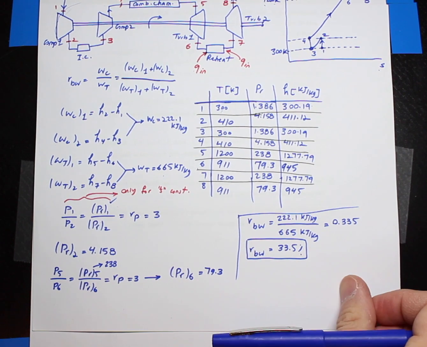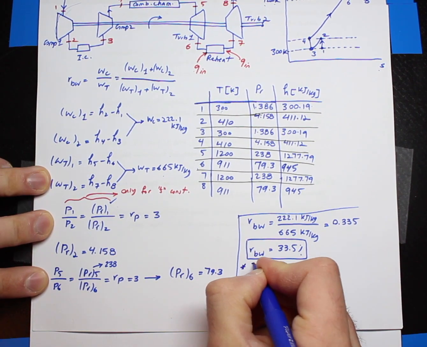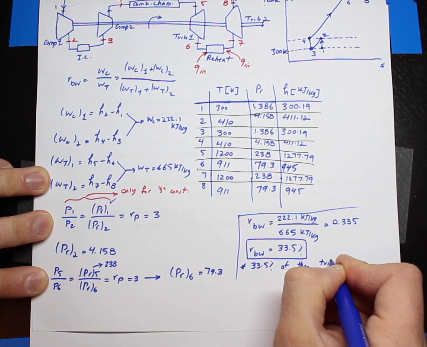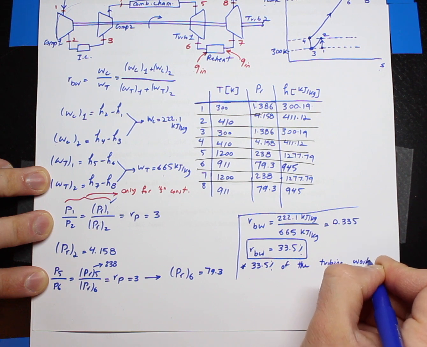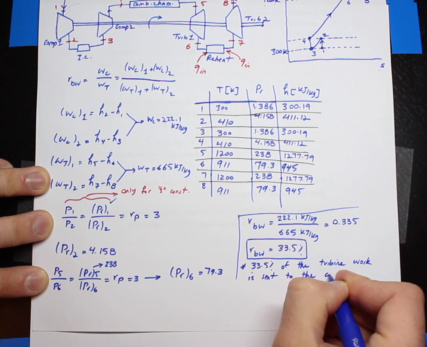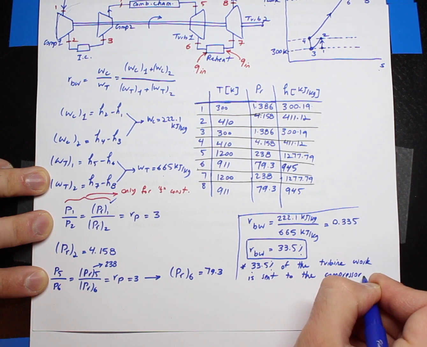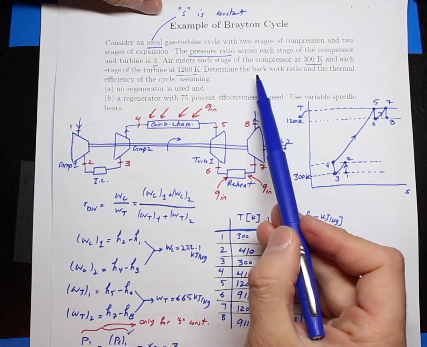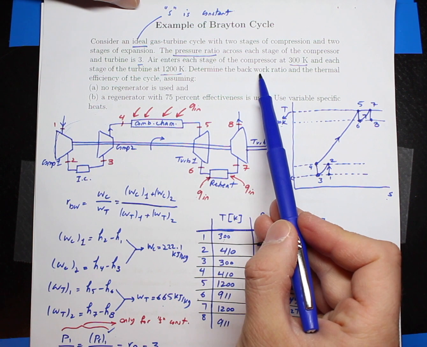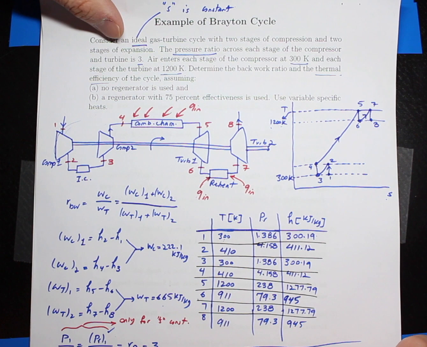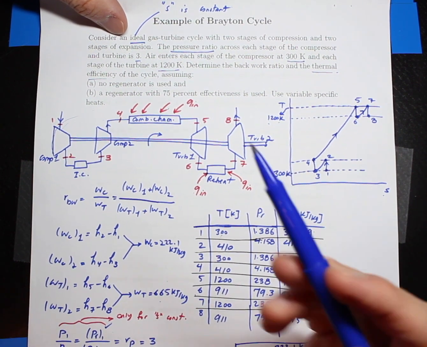Maybe I can just write this down here. 33.5% of the turbine work is sent to the compressor. All right. So that is obtaining the back work ratio in this cycle, but I also need to find the thermal efficiency. Thermal efficiency is in fact very simple, because it is the ratio of the net work to the heat addition.